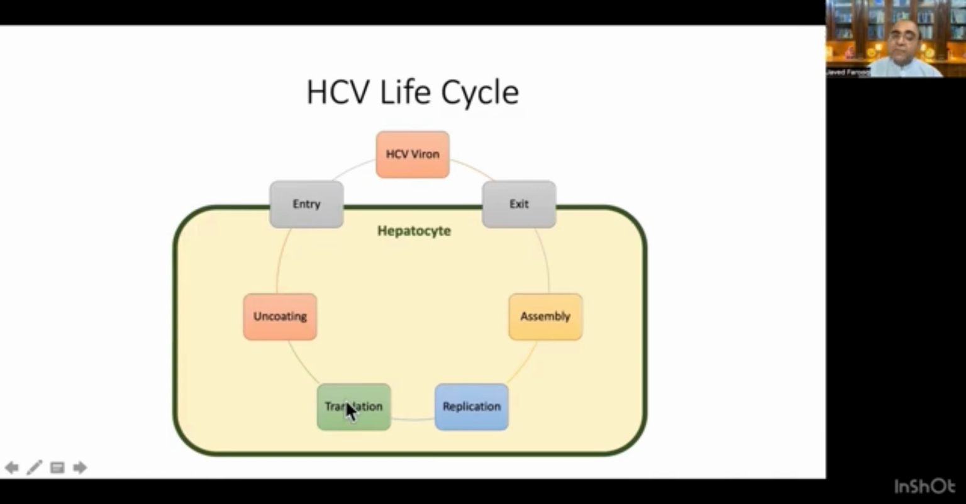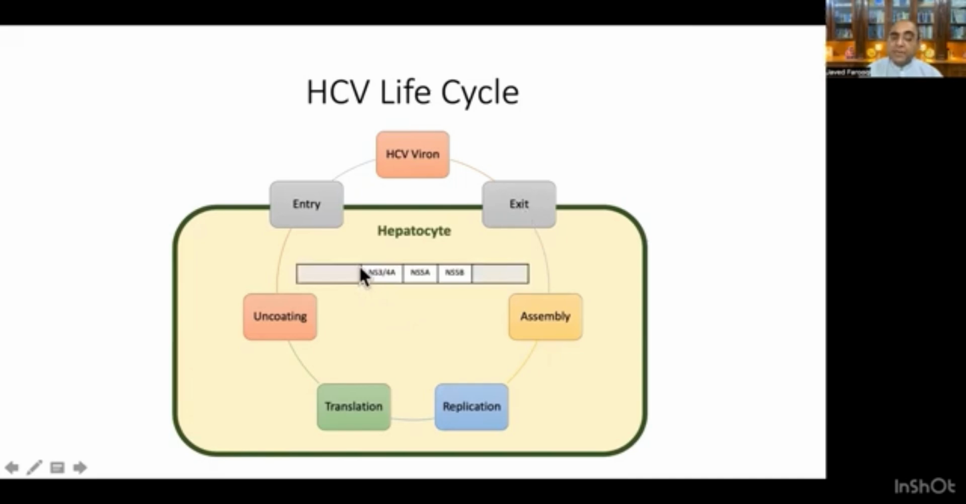And when it translates, the next step is that of replication, and then the particles assemble and then they exit from the hepatocytes to infect the surrounding hepatocytes. So these are the important basic steps of the HCV virion life cycle: entry into the cytoplasm, then uncoating, then translation, and then replication, and then assembly, and then exit.